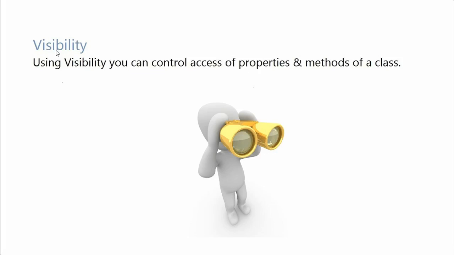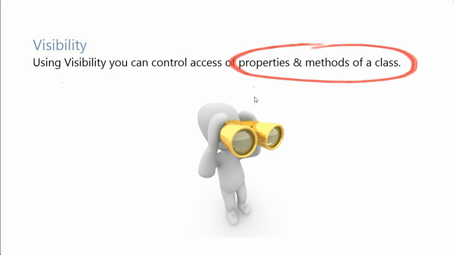Visibility is a very important concept about classes. Using visibility, you can control access of properties and methods of a class. Or in simple words, visibility defines where and when you can see and access the properties and methods of a class.